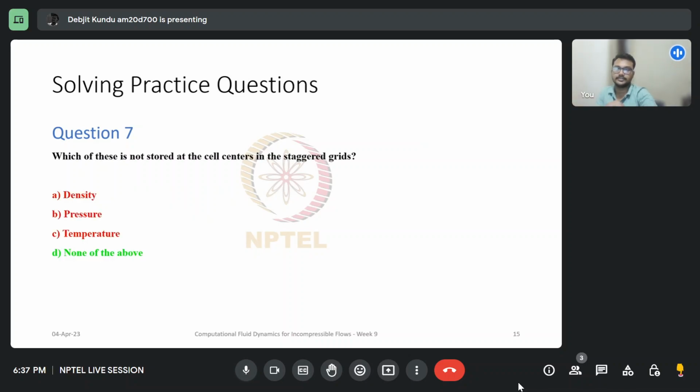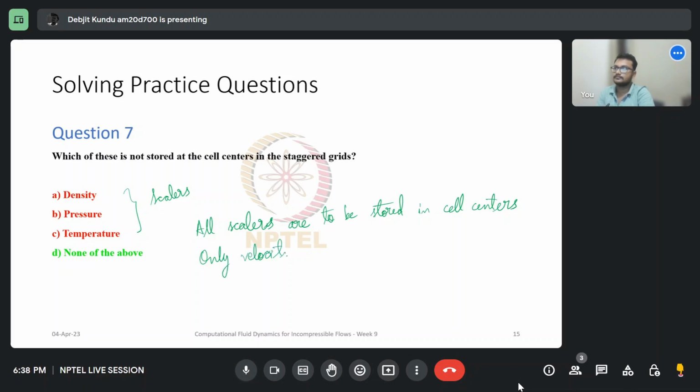The solution is option D, none of the above, because all these three quantities, density, pressure, and temperature, are scalars, and all scalars are to be stored in the cell centers in staggered grids. Only velocities are stored in the cell faces.